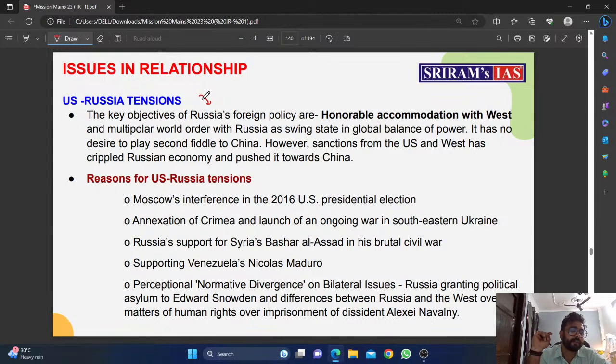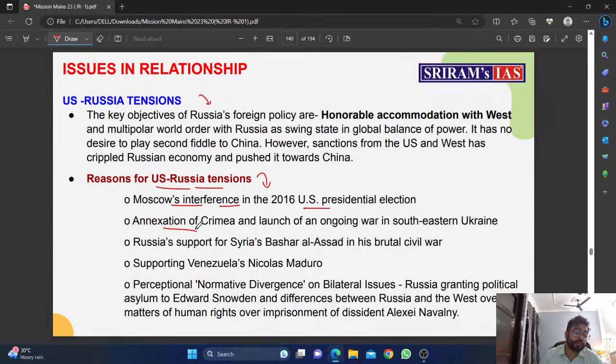Other is US-Russia tension. Both the countries are fighting with each other directly or indirectly. So ultimately it is creating tensions for the other players. Now at present, what are the main reasons that US and Russia are struggling to have a good relation? Now the first blame that the USA alleges on Russia is Moscow's interference in the US presidential election. Like if you remember, the email accounts of Hillary Clinton got leaked during the time of that election, during the time of Donald Trump. So from there, the relation between both the countries deteriorated.